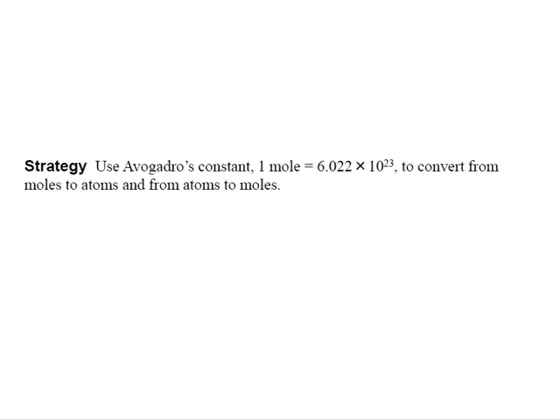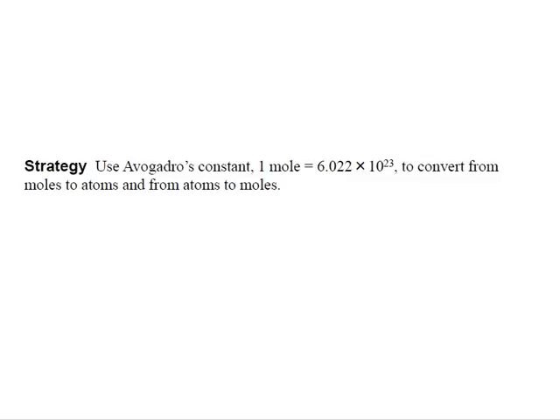Strategy here is going to be using Avogadro's number and Avogadro's constant. Avogadro's constant is 6.022 × 10 to the 23rd, and that value always stays the same, and what that is equivalent to is 1 mole. Don't make it more complicated than it is. Use it just like you would a dozen. We know that a dozen is 12. So if I had a dozen apples, I would have 12 apples.